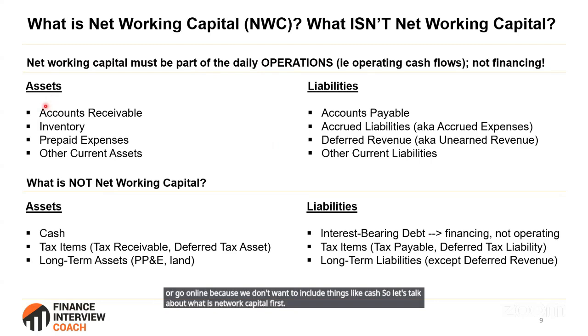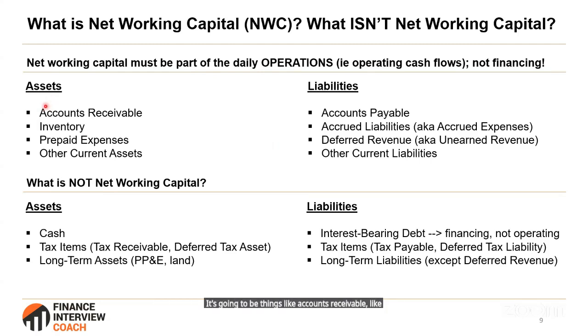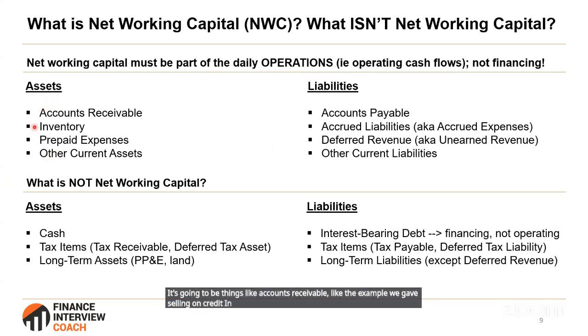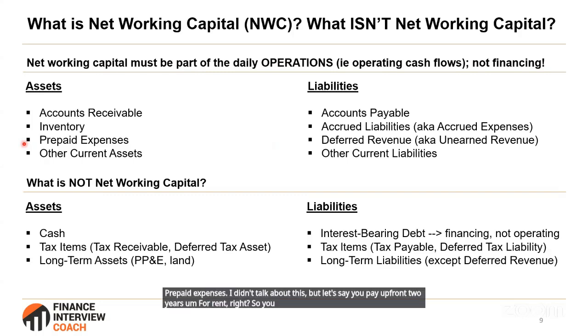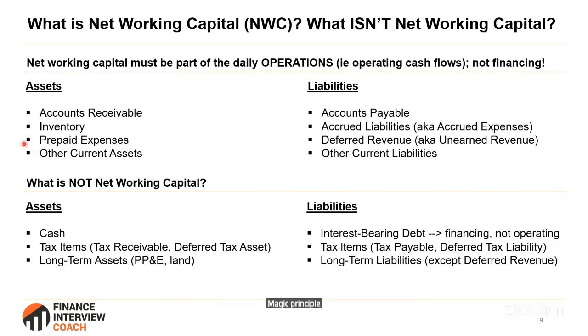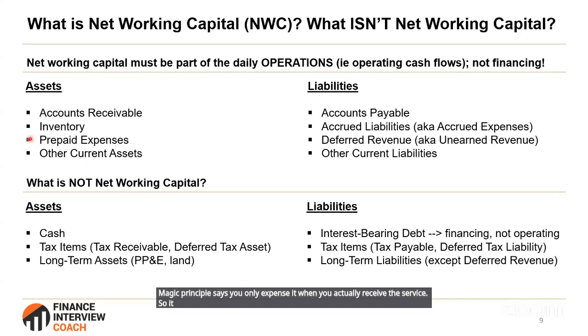It's going to be things like accounts receivable, like the example we gave, selling on credit, and inventory. You have to have products to sell if you're in a product business. Prepaid expenses. I didn't talk about this, but let's say you pay upfront 2 years for rent, right? So you're paying that money up front. That's an asset because it's going to get expensed over time. Matching principle says you only expense it when you actually receive the service. So it becomes an asset until you receive that service. We'll go through another example on that later.